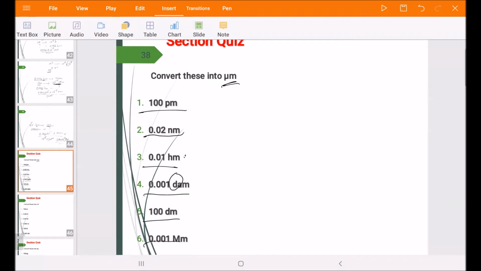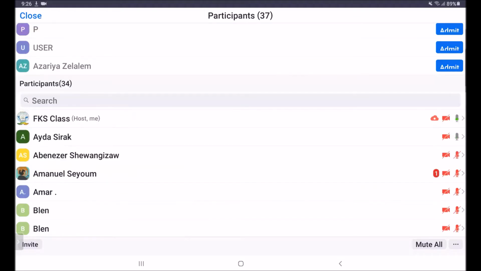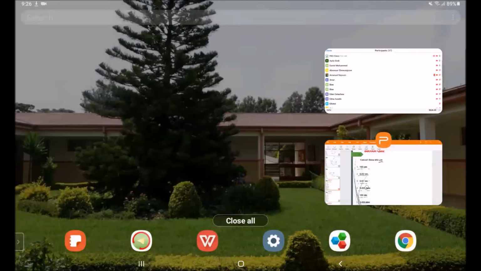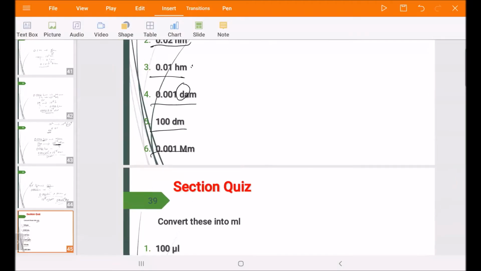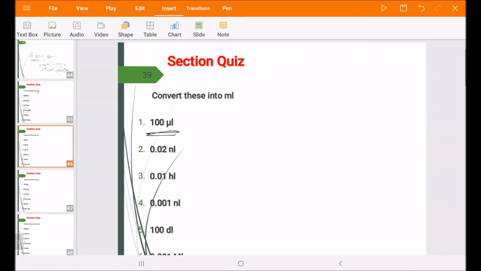Okay. All right. Now answer the questions. Blain, Daniel, Aidan Getachew, Aidan Asefa, Amis, and then Elbethel. The first is Blain, the second is Blain, convert to milliliter.